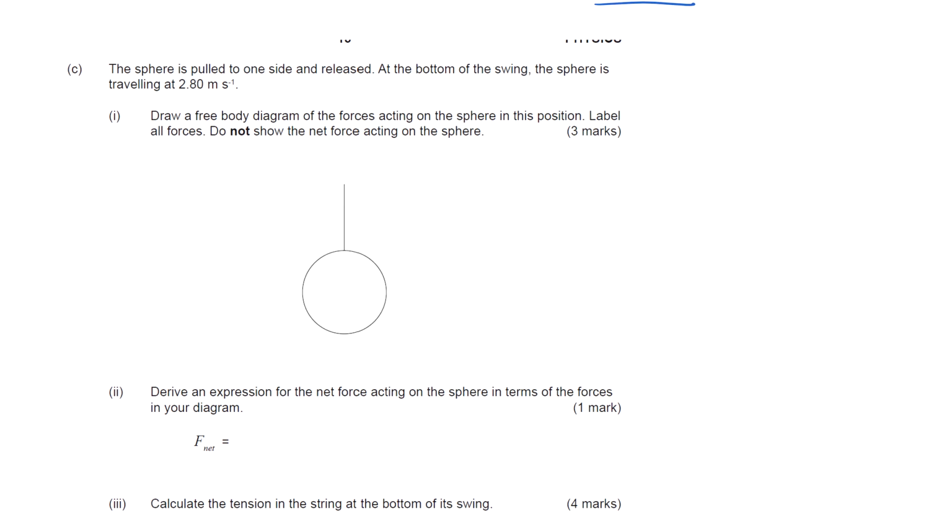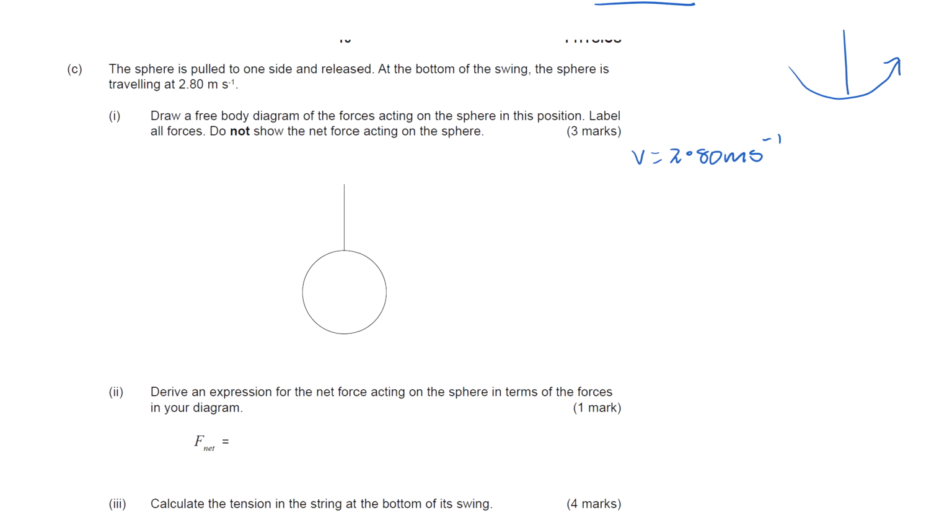Okay, let's have a look at the next part. So the sphere is pulled to one side and released. At the bottom of the swing, the sphere is traveling at 2.8 meters per second. So we've got a velocity here of 2.8 meters per second. The other thing that we know is that if it's doing a swinging motion like that, we're starting to think about, oh, there might be some circular motion here. So that's an interesting combination of ideas in this question.